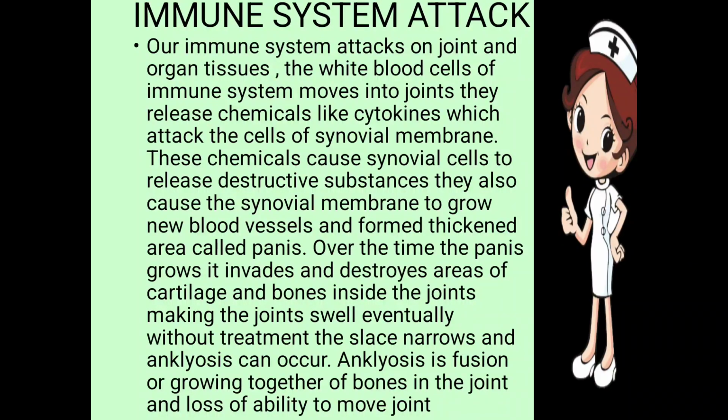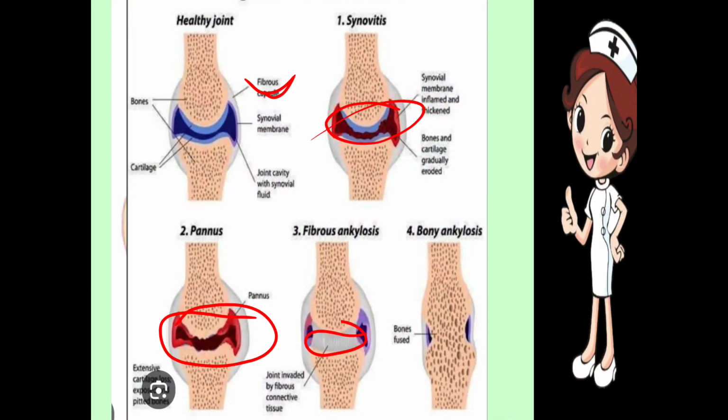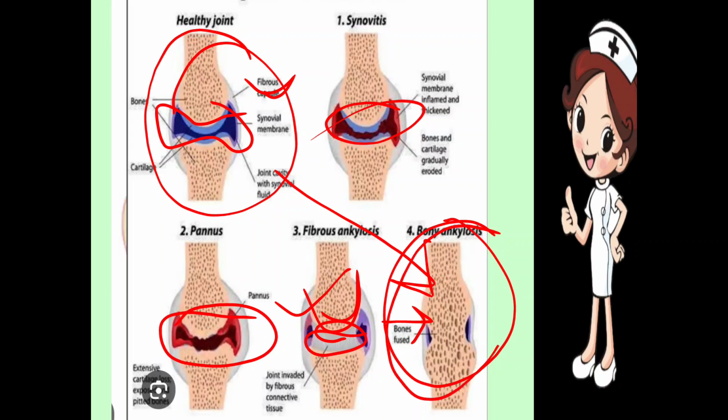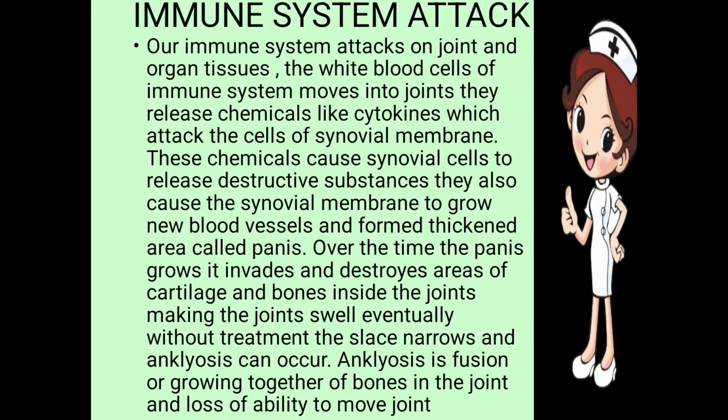Eventually, without treatment, the space narrows and ankylosis occurs. If you can see, the space between the joints becomes narrow, and then ankylosis occurs. Ankylosis means both bones get joined with one another. This was a movable joint, and slowly it gets converted into an immovable joint. If it takes place in your finger, then it will convert into an immovable joint. In this way it takes place.